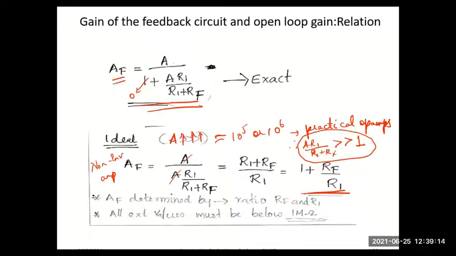Because if we are operating at values more than 1 mega ohm, we'll have some additional stray effects. To prevent that, we try to choose all resistors to be less than 1 mega ohm normally.